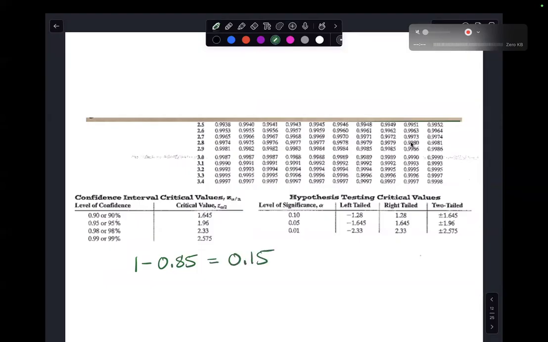All right. So I'm going to divide this by 2 because I need the area in both of the tails. So this is 0.075. This right here is the area in the tails. And I'm going to use inverse norm to find my z-score.